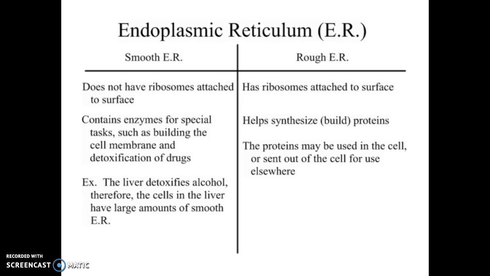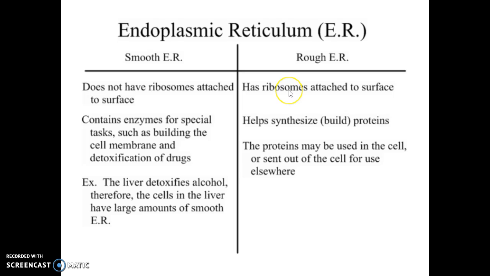Next is the endoplasmic reticulum, or the ER. There are two divisions of the ER. One is smooth, one is rough. The difference between the smooth and rough is the appearance. If you take a look at the slide or the picture of the ER, you'll notice that the rough ER has ribosomes attached to it, which gives it a sandpaper-like appearance. The presence or absence of those ribosomes ultimately dictates the function.